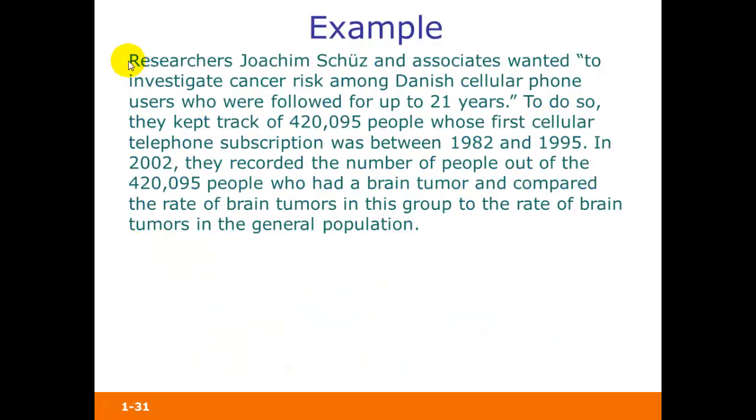Here's an example. Some researchers wanted to investigate cancer risk among Danish cellular phone users who were followed for up to 21 years. To do this, they kept track of over 420,000 people whose first cellular telephone subscription was between 1982 and 1995. In 2002, they recorded the number of people out of all of these who had a brain tumor and compared the rate of brain tumors in this group to the rate of brain tumors in the general population.